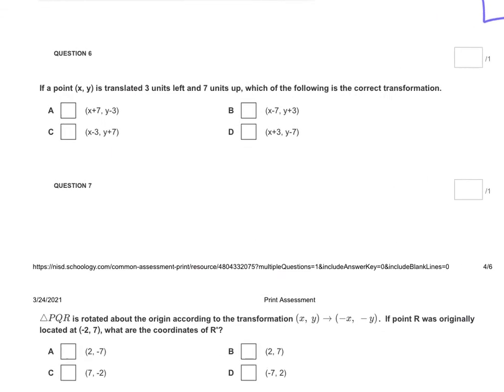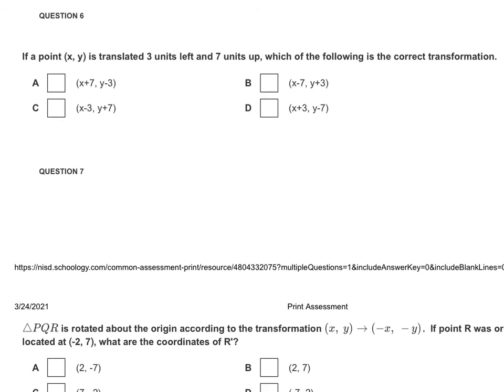So almost done. All right, so if a point xy is translated 3 units left and 7 units up, which of the following is the correct transformation? So this one should be pretty straightforward. We're going 3 left, that's going to be your x value, and then 7 units up is your y value. So we need to subtract 3 and add 7. Okay, so x minus 3, y plus 7 is going to give us an option of C.